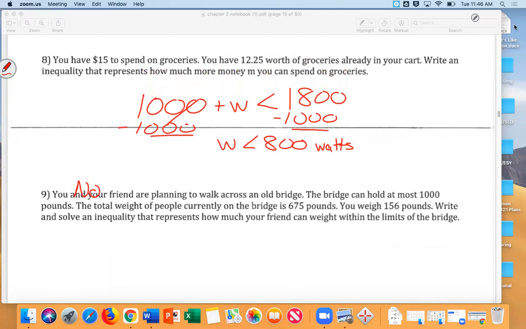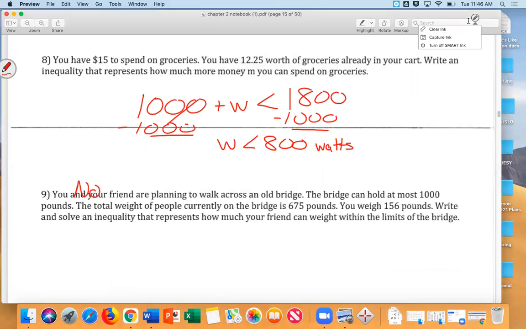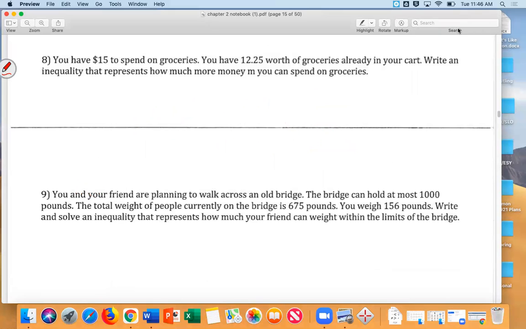Tyler, you have $15 to spend on groceries. You have $12.25 worth of groceries already in your cart. Write an inequality that matches how much more money you can spend on groceries. So, Tyler, how much money in groceries do you have in your cart? $12.25, plus some other amount, right? And how much money do I have to spend?